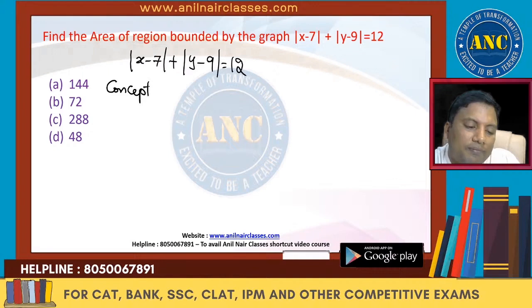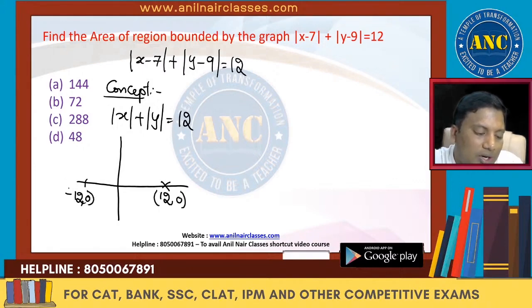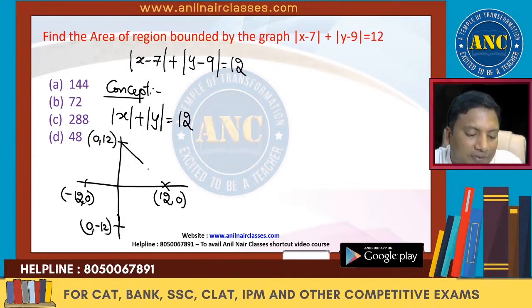Concept: suppose the question is mod x plus mod y equivalent to 12. Put y value 0. If y is 0, mod x equivalent to 12, that means x will be 12 or x will be minus 12. 12 comma 0 or minus 12 comma 0. If I put x equivalent to 0, mod y equivalent to 12, 0 comma 12 or 0 comma minus 12. This is the graph for mod x plus mod y equivalent to 12.